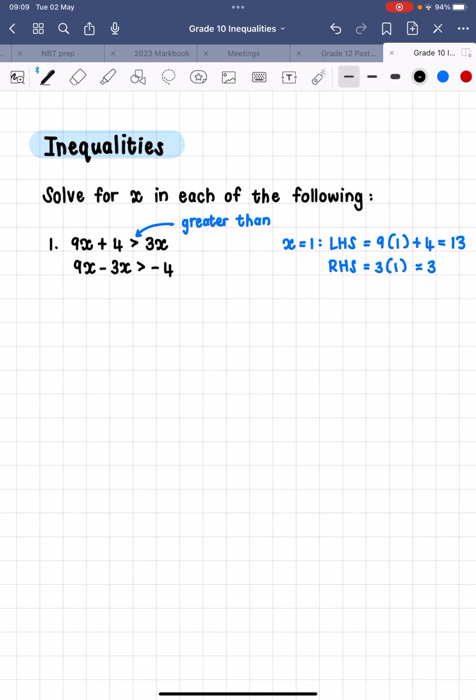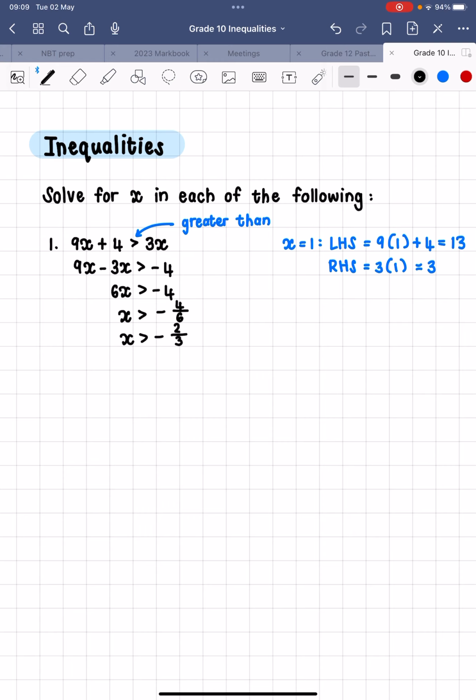Just like an equation. Okay, what is 9x minus 3x? 6x. So I have that 6x must be greater than negative 4. Guys, what is the opposite of multiplying by 6? Dividing by 6. So x has to be greater than negative 4 over 6. Is that its simplest form? No. I have to still simplify that to 2 over 3.